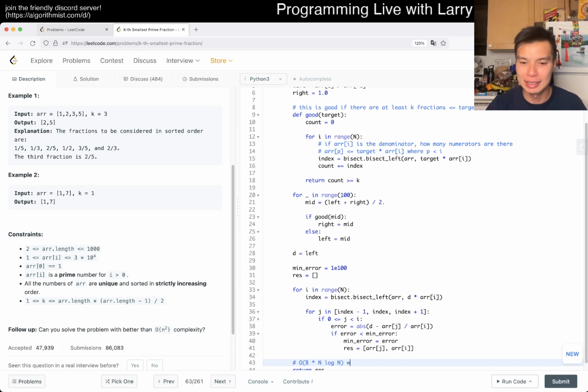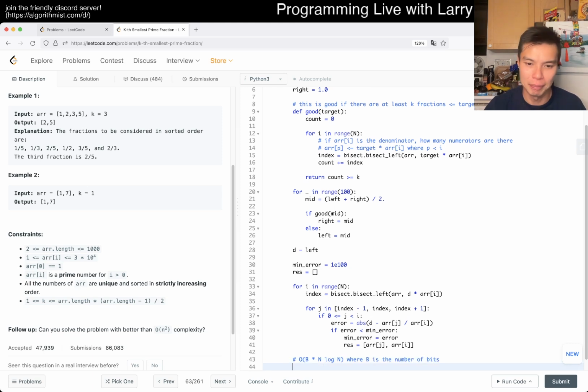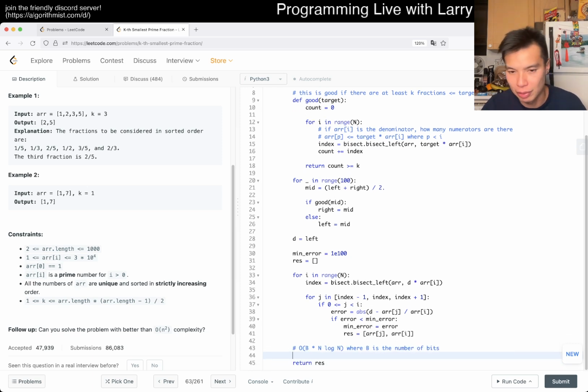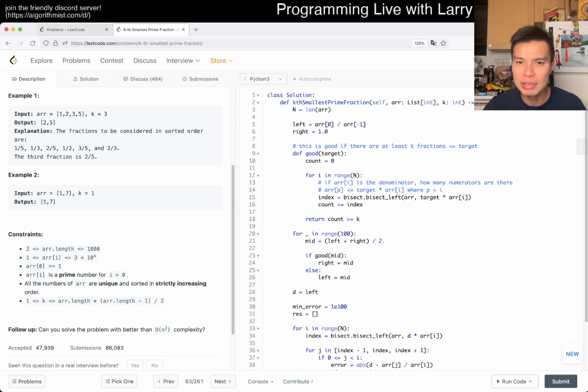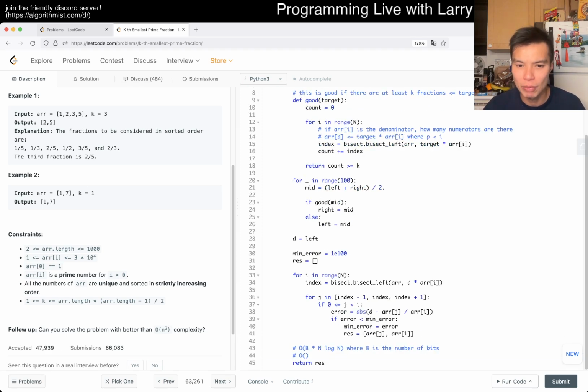Where b is the number of bits in a number, in the max number if you want to call it that. And in space, well, we don't really, oh no, this is the actual input. So this is O of 1, right? So O of 1 space, so pretty decent, pretty tight.